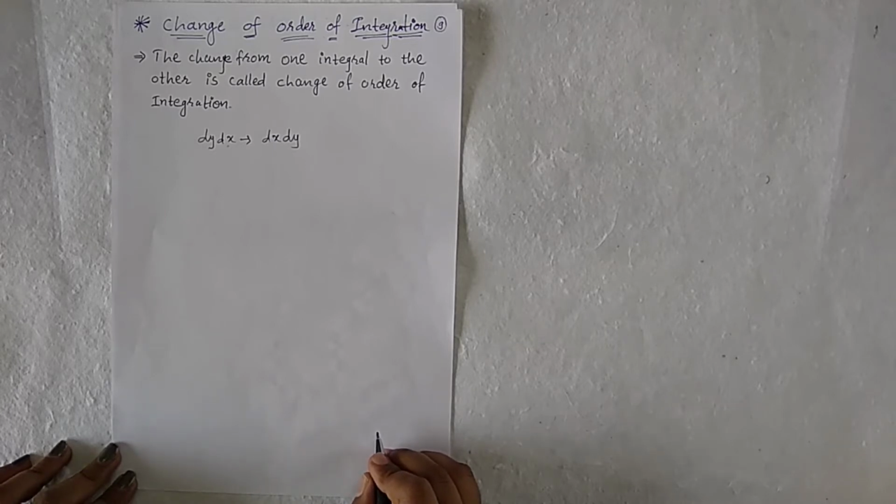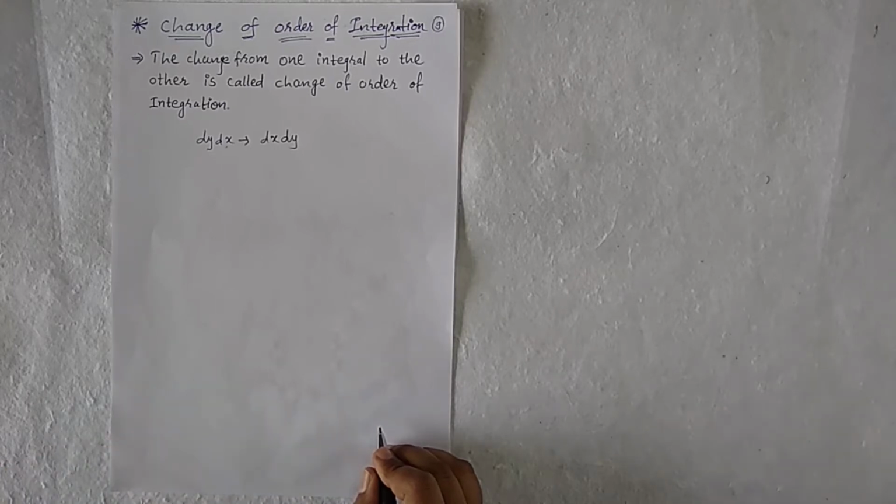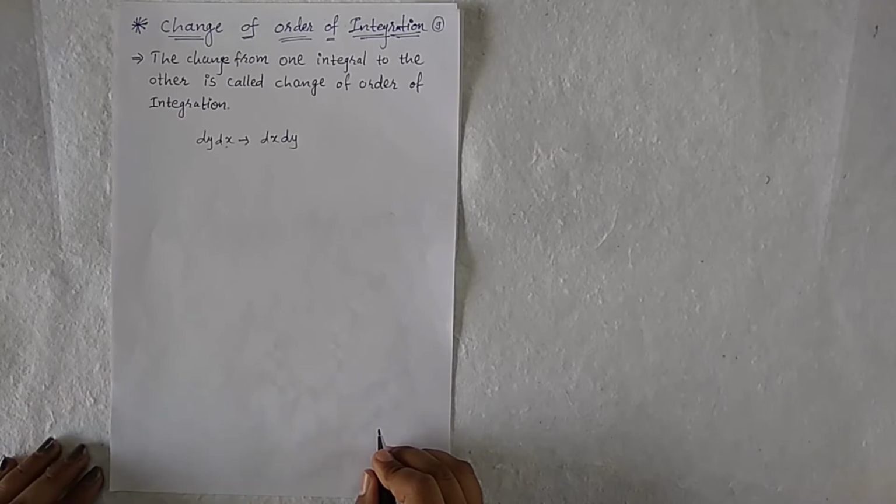Our next question is why we need it. The answer is that it sometimes happens that the integral to be evaluated is either difficult or impossible to integrate, whereas the other integral can be evaluated easily, so it requires a change of order of integration.